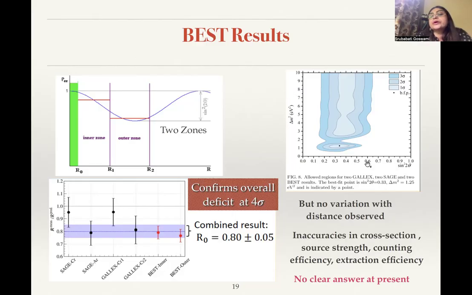So this is the delta m square, sin square 2 theta parameter space. And what one can see is that there is not much sensitivity in delta m square, because they did not really observe any variation with distance. All they observed is a deficit. So the deficit was guided by the mixing angle. The possibilities could be inaccuracies in the cross section, source strength, counting efficiency, extraction efficiency, etc. And there is at present no clear answer to this.